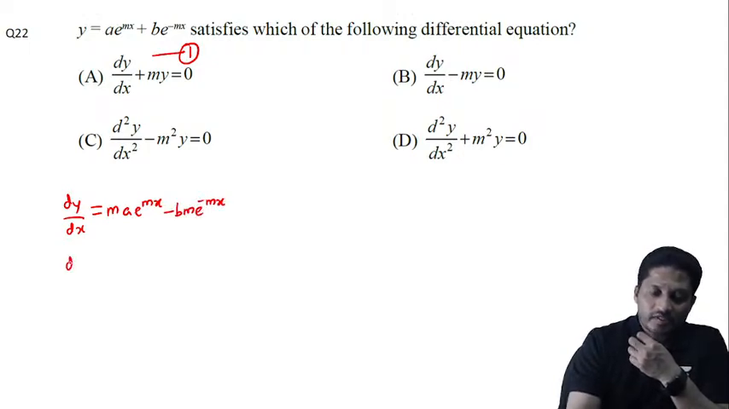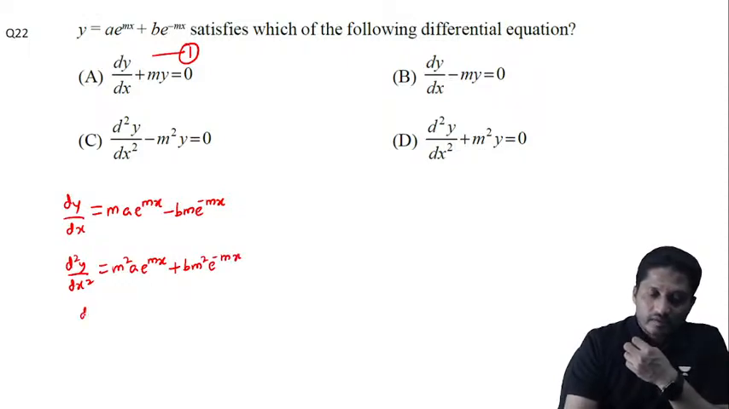If I differentiate once again, d square y by dx square is equal to m square a into e power mx. This minus and minus is plus, b m square e to the power of minus mx. Now d square y upon dx square is equal to, I'm going to take m square common, a e power mx plus b e power minus mx.